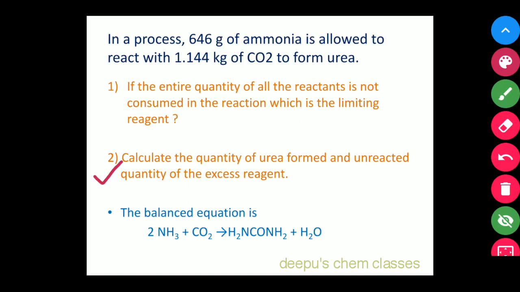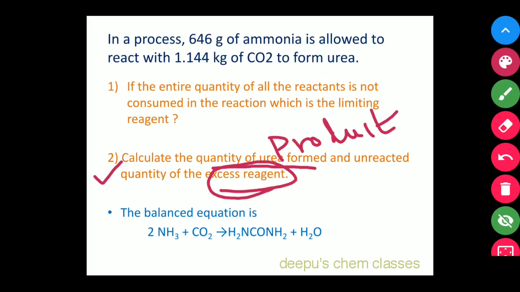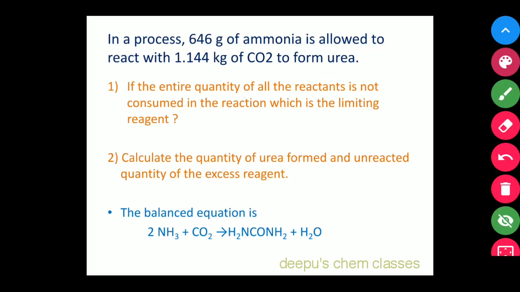So they just asked the amount of product. Urea is nothing but the product formed, isn't it? They asked the amount of product formed, urea, and they asked which acts as the excess reagent, that is, the unreacted quantity, meaning the remaining amount, which is present in excess. Okay, so let us write the balanced equation for this reaction, ammonia and carbon dioxide.